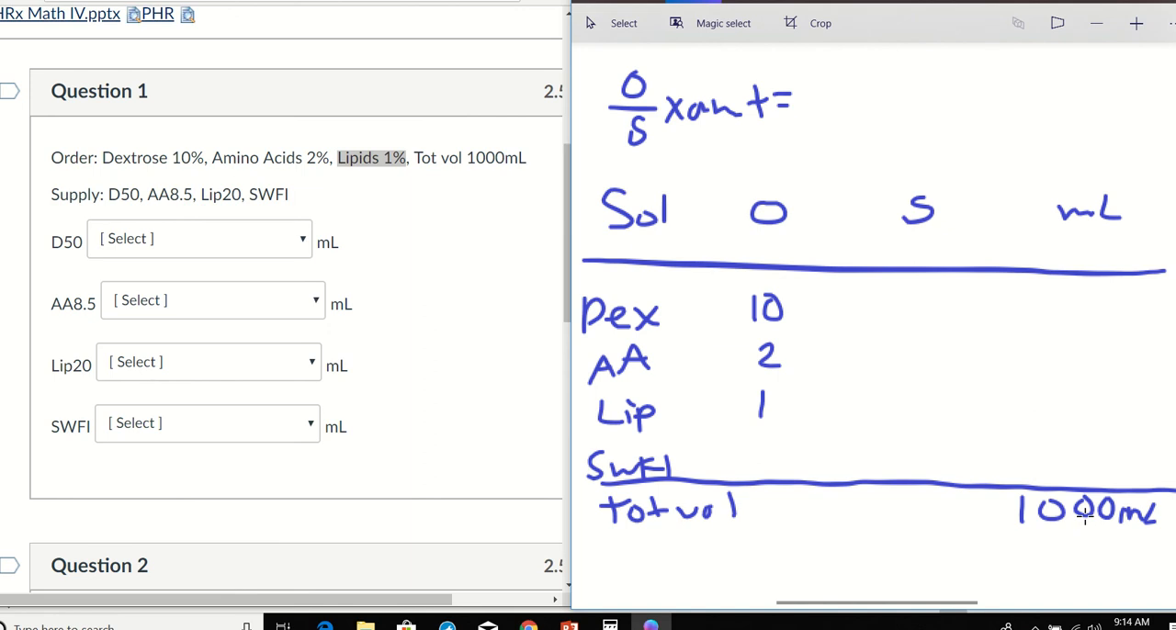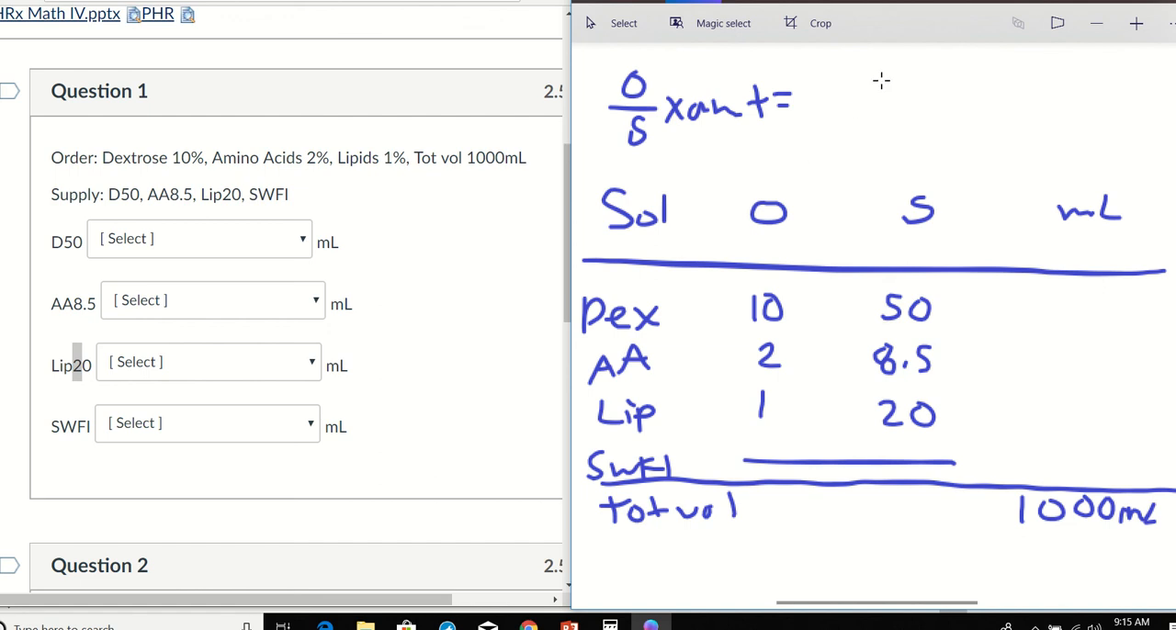Let's take a look at our supplies. Our supply dextrose is 50. Our supply amino acid is 8.5. And our supply lipid is 20. Water, we're just going to QS. So there's no order or supply. We're just going to QS it. Make the difference.